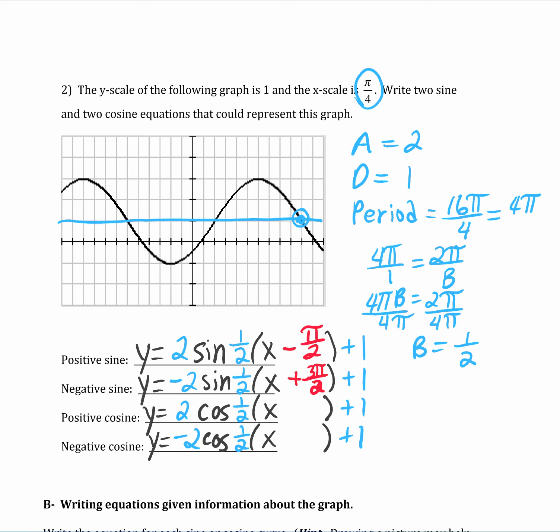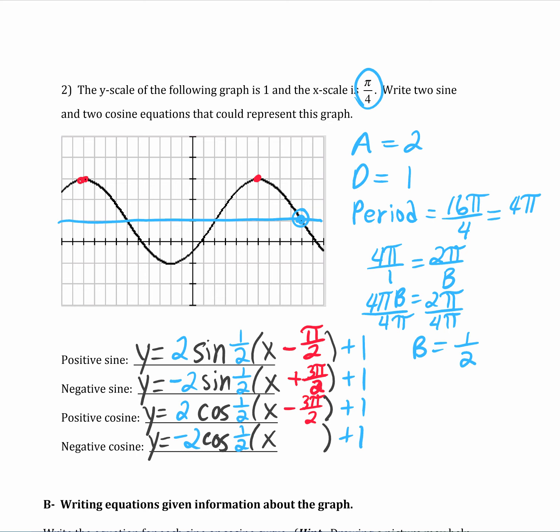And then our last, we're looking for a positive cosine. Now we have a couple different options here. I could do this one, I can do this one. It really doesn't matter. I'm going to do the one that involves less counting. 1, 2, 3, 4, 5, 6. So 6 pi over 4, but to the right. So we're going to put minus 3 pi over 2.